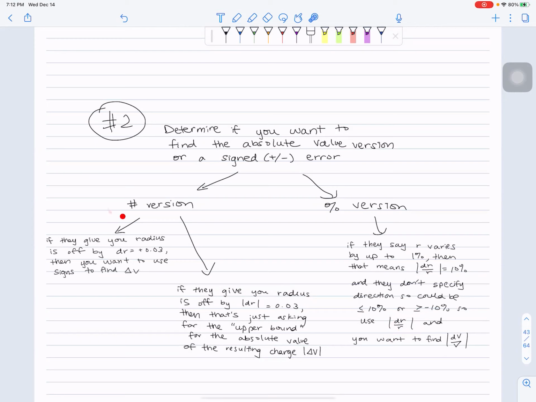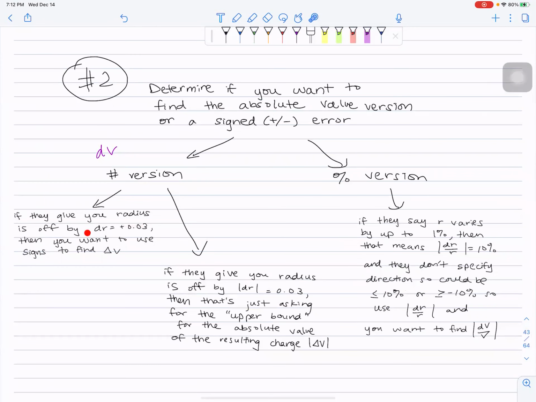Now, if they're asking you for the numbers version, so you're just finding d variable, then they could have two versions. If they say the radius is off by positive 0.03, that means they actually want you to find a sign, like your final answer could be negative or positive. Again, if they just say the upper bound for your thing, or your radius is off by 0.3, they don't specify any signs, then they just want you to find the absolute value version, meaning you want to make your answer as large as possible.